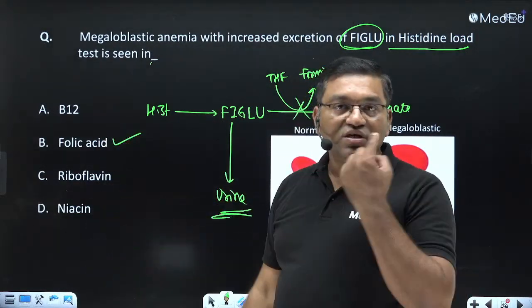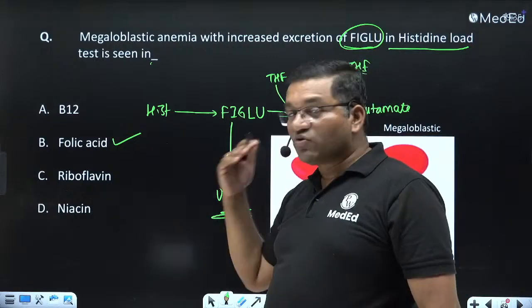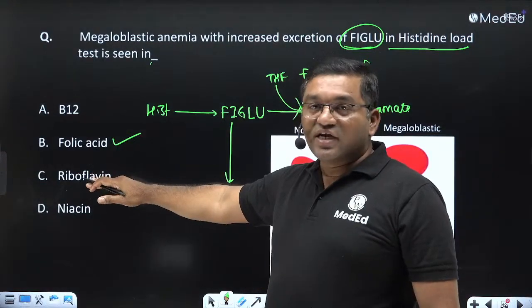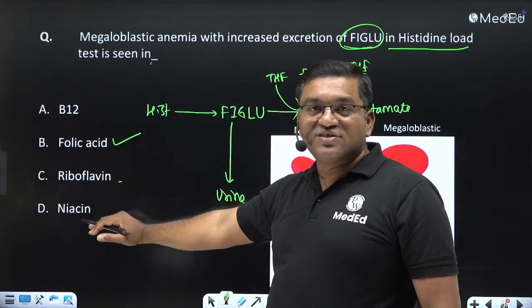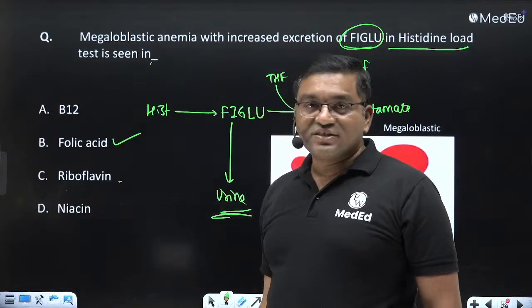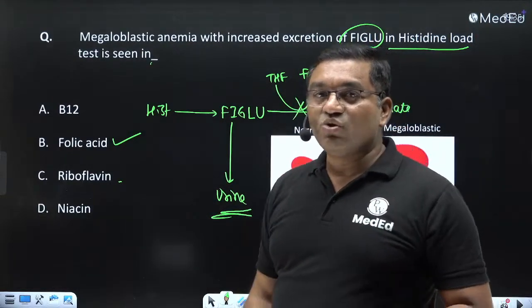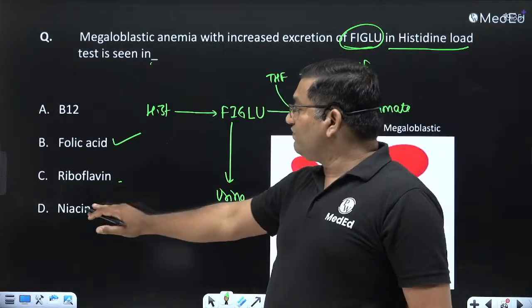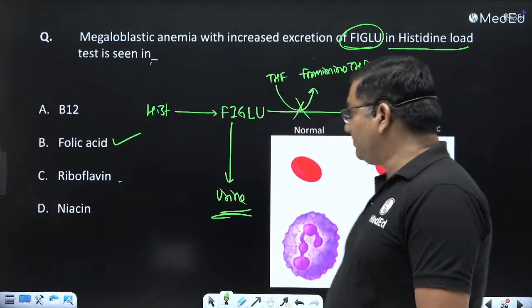Riboflavin deficiency: circumoral manifestations and circumcorneal manifestations are there. Niacin deficiency: diarrhea, dementia, dermatitis, the classical 3Ds, Casal's necklace, glove and stocking appearance of hands and feet in niacin deficiency.